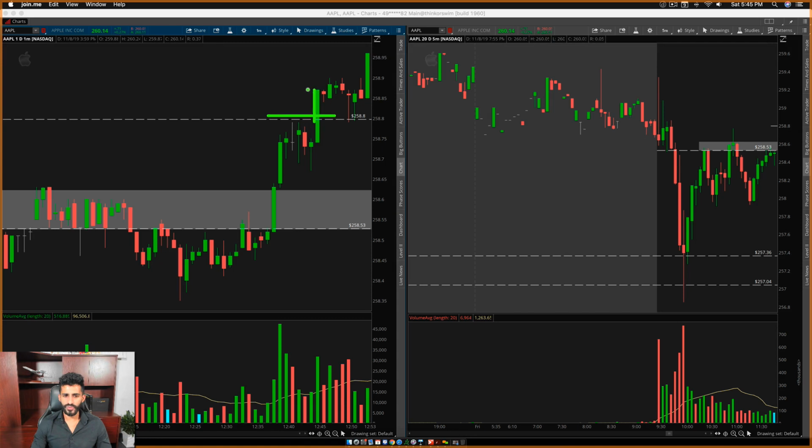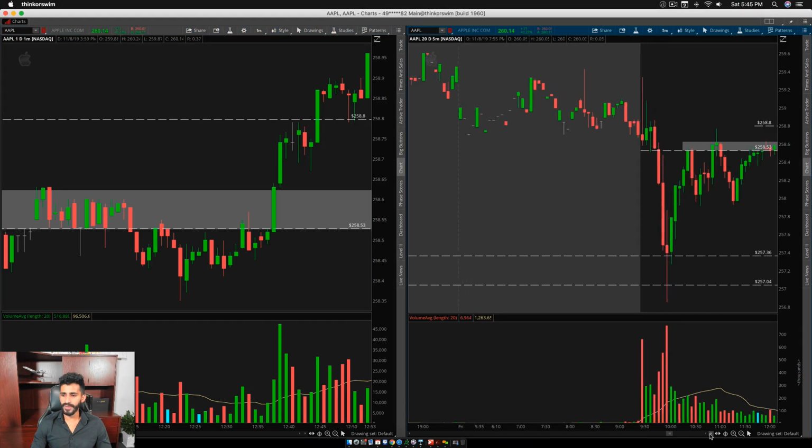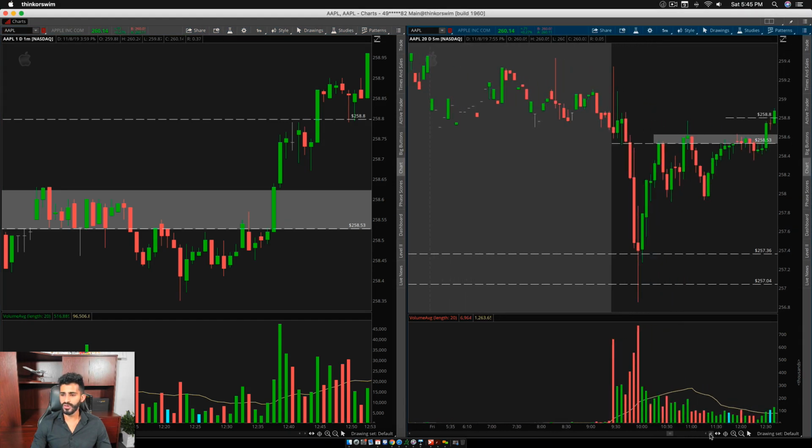When it took out the first wall, the candle closed. It's consolidating, isn't giving us a strong move up or down. Boom. Now it's showing us that the buyers were able to take out that wall that sellers put out. Now we have a high confirmation. And now obviously if you look at our 5 minute chart, you'll see the 5 minute chart looks phenomenal.